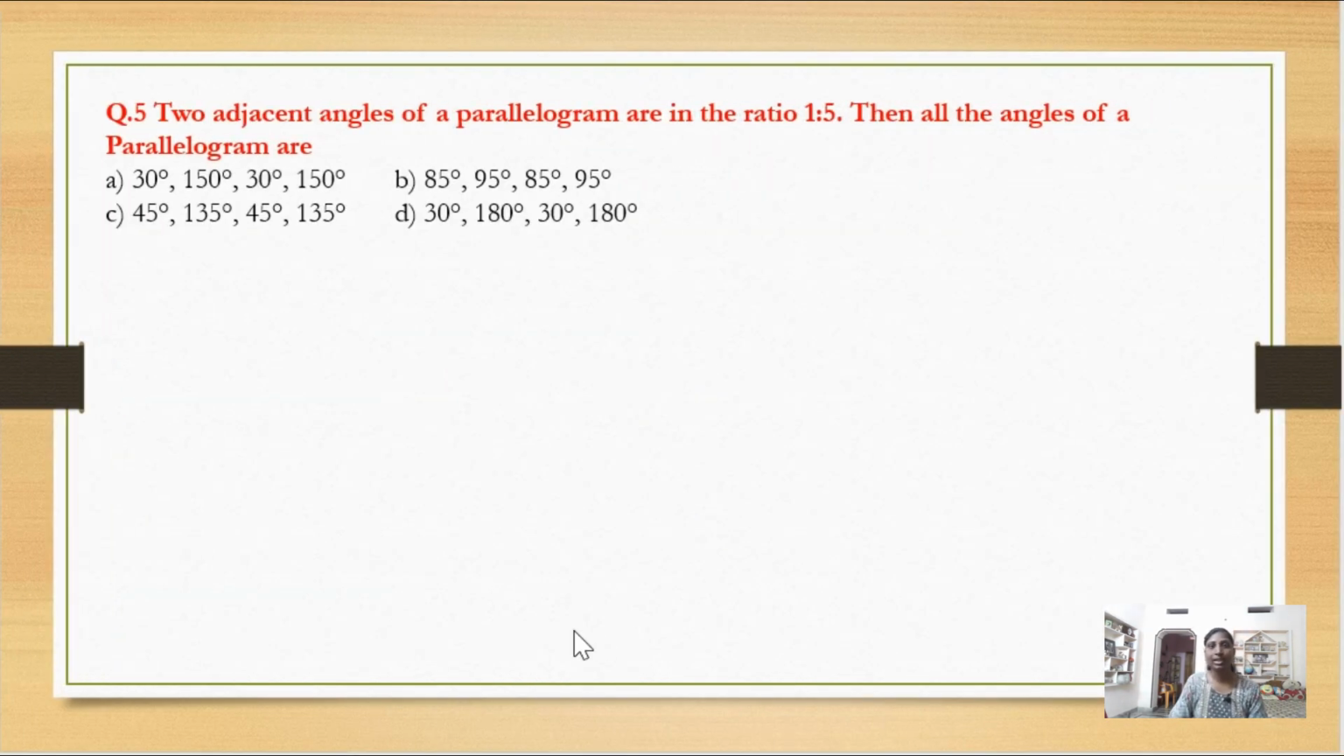Okay friends, now let's read the next question. Two adjacent angles of a parallelogram are in the ratio 1:5. Then all the angles of a parallelogram are, we have 4 options here. We have to choose the correct option. In each option, all the 4 angles are given. We have to choose the correct answer. So, what is a parallelogram? Let us draw a parallelogram first.